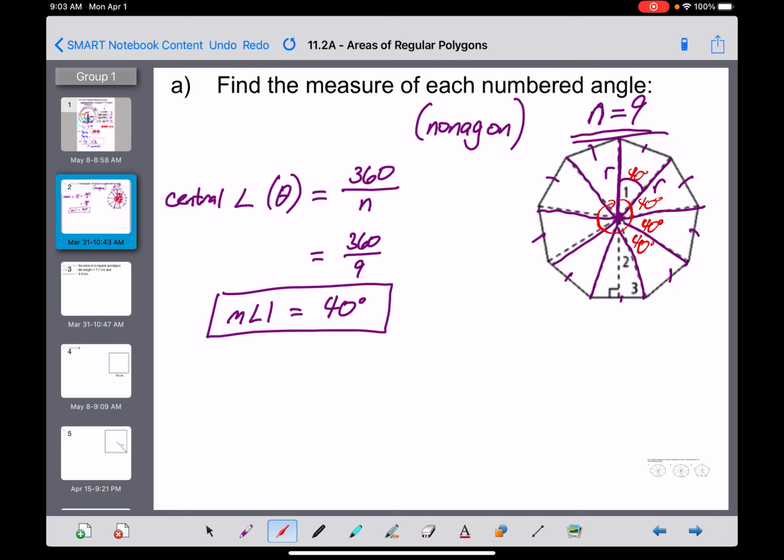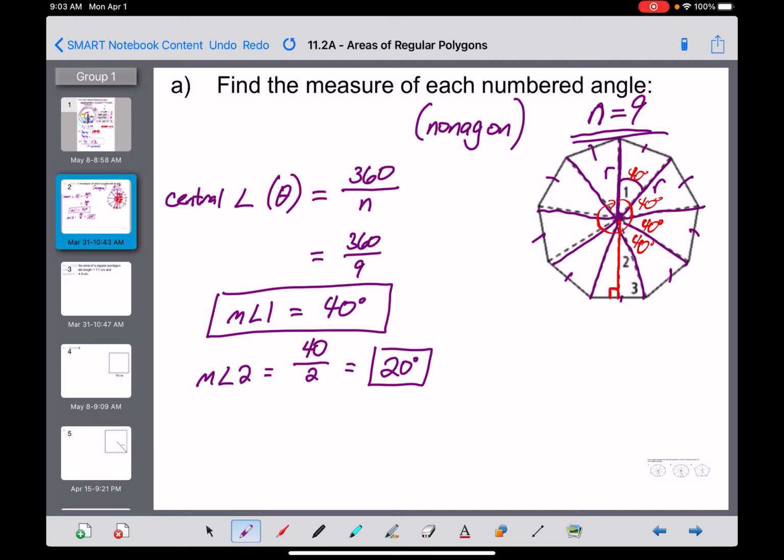Now, the next thing we need to do is come up with the measure of angle 2. You'll notice that angle 2 is going to be smaller than this 40-degree central angle right here. But what's happening with angle 2? They drew the apothem right down the center of that triangle. So angle 2 is going to end up being half of one of those central angles. So all we have to do to find the measure of angle 2 is take your central angle, theta, which is 40 in this case, and cut it in half, and we get 20 degrees for the measure of angle 2.